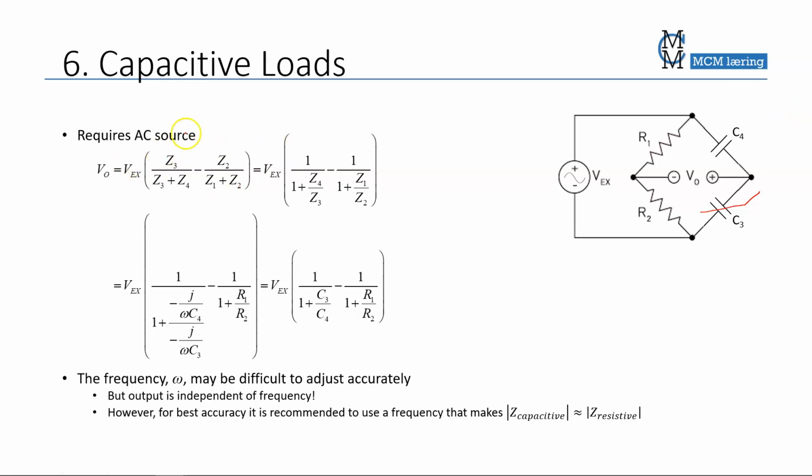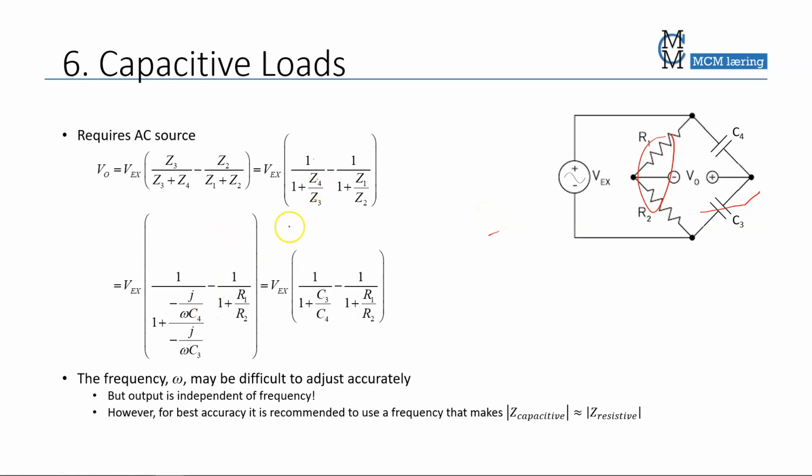Again, we can divide every element in this first fraction here with Z3. Then we get instead 1 plus Z4 over Z3. And the other fraction here, divide everything by Z2 to get this here. Now, what I can do is that the parts here are basically resistors, so they are basically the same as on the previous film.